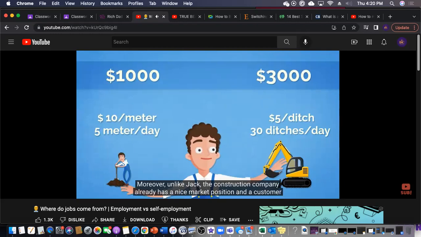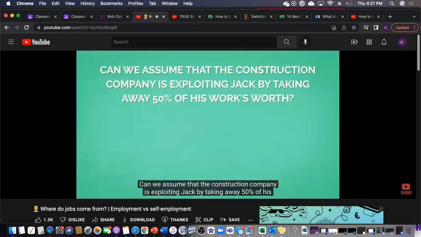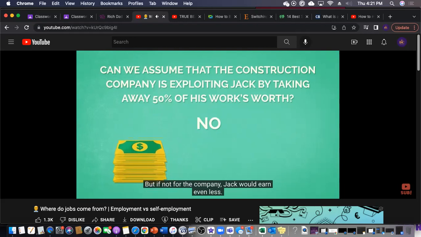Moreover, unlike Jack, the construction company already has a nice market position and a customer base, so it would take a lot of work only to catch up with that. And remember that he is less effective at digging than the excavator. Can we assume that the construction company is exploiting Jack by taking away 50% of his work's worth? And if not for the company, Jack would earn even less.